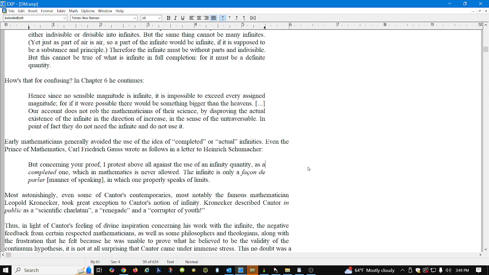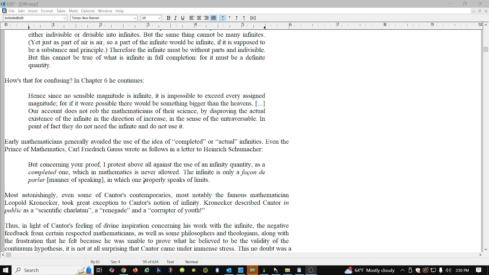That almost makes sense in a way. It's a lot closer to making sense, at least for me, than I can make out of Aristotle's discussion. What's probably most astonishing is that Aristotle and Gauss were a long time previous to Cantor, and things change a lot over the centuries. But what's more astonishing, I think, is that even some of Cantor's contemporaries, as I mentioned, Leopold Kronecker, quite a famous mathematician, took great exception to Cantor's notion of infinity.